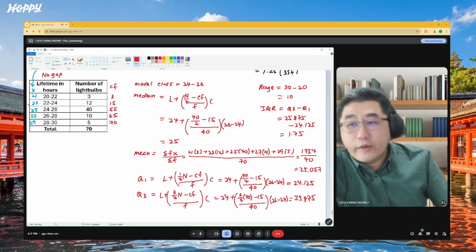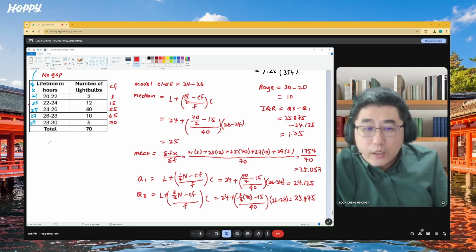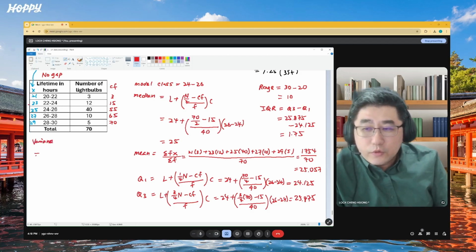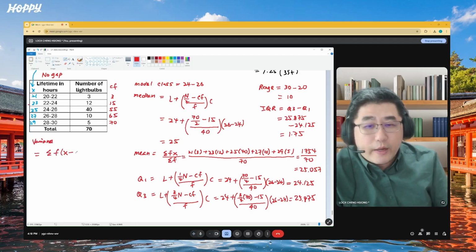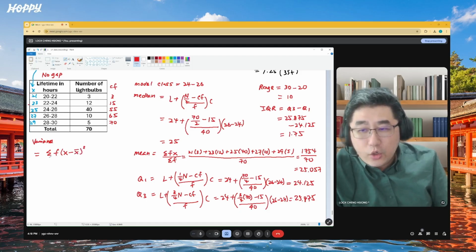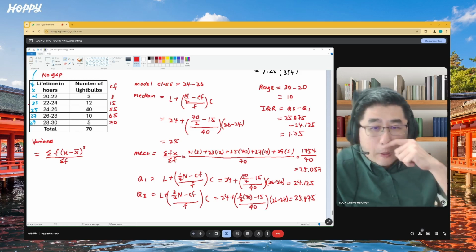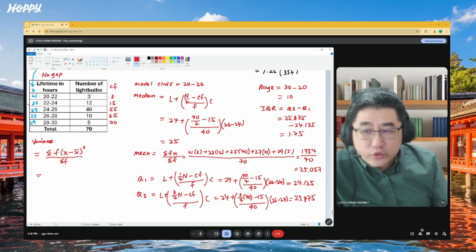After that, I will have my variance. If I use the formal formula, I will have sum of f times x minus bar x, squared, over sum of f. The calculation is actually a bit messy, so I'm going to skip this part and go straight to the simplified formula.